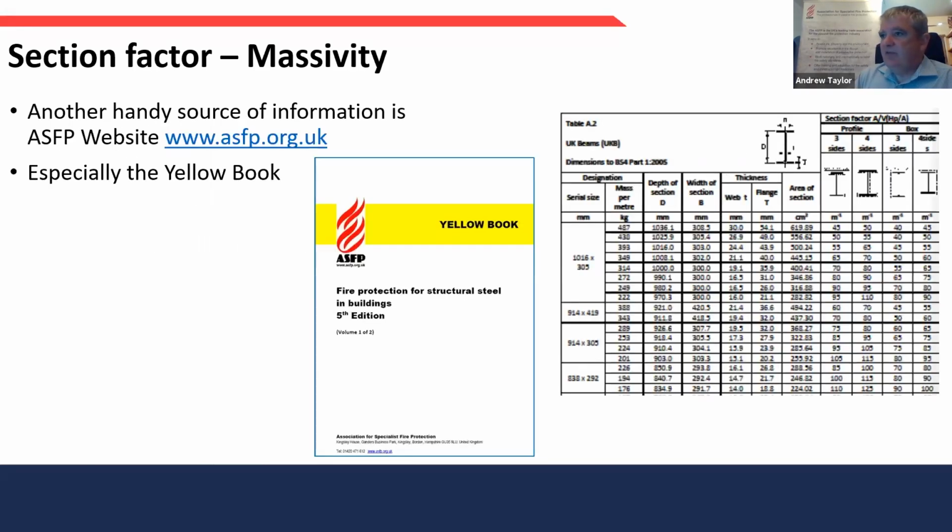If you're using a standard rolled section, there are tables in the Yellow Book that explain what the section factors are for all the different sizes of steel. So there's lots of information in there that explains all that.